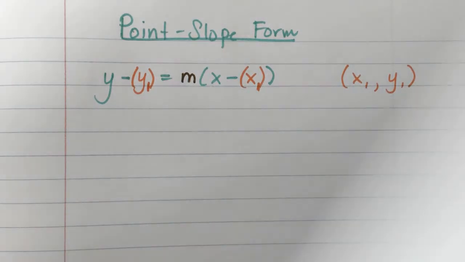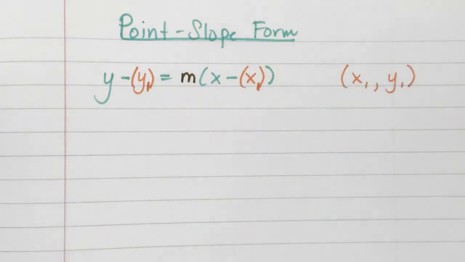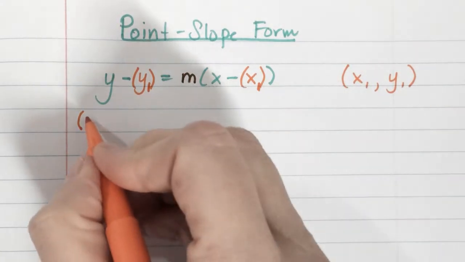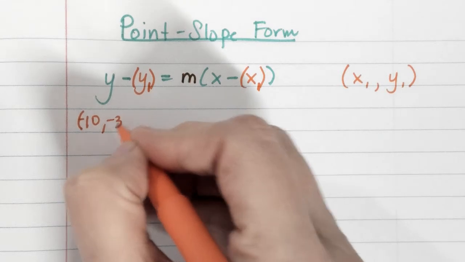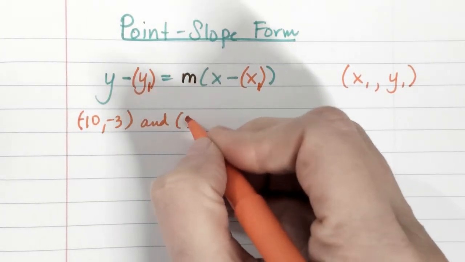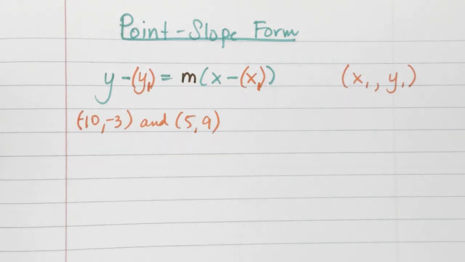Okay, so I'm going to look at the example right here, negative 10, negative 3 and 5, 9. Okay, so let's say I had these 2 points, negative 10, negative 3, and 5, 9. Okay, so those are the 2 points I have. And we can copy this down on our notes later, but for now, let's do it on paper, and we can put the answer in our notes in a little bit. We have more room on our paper here.